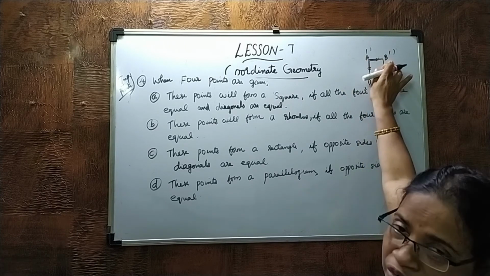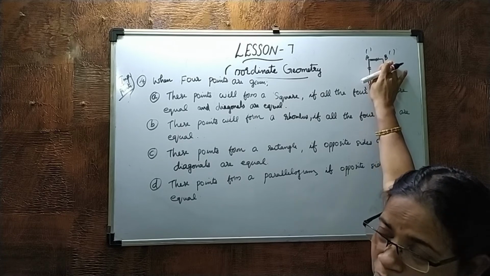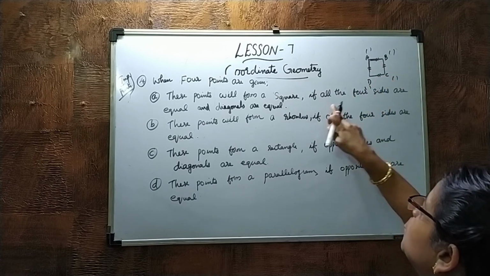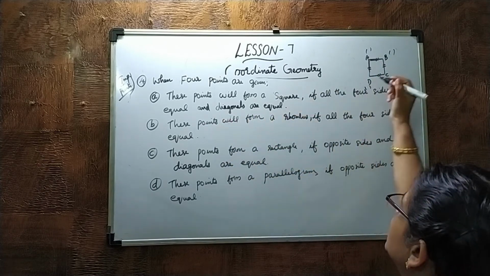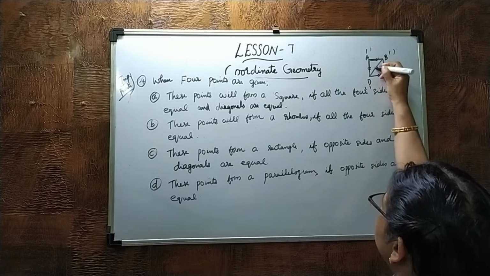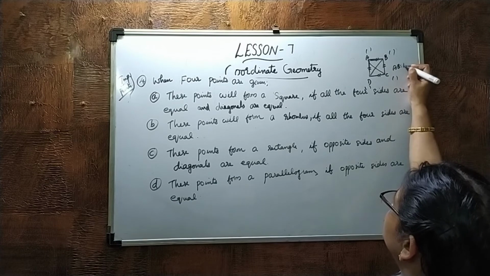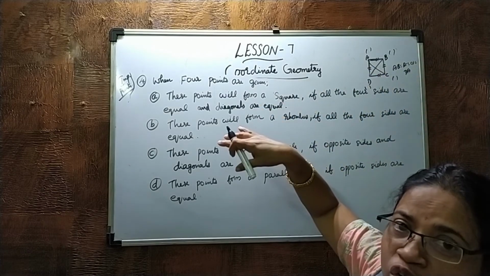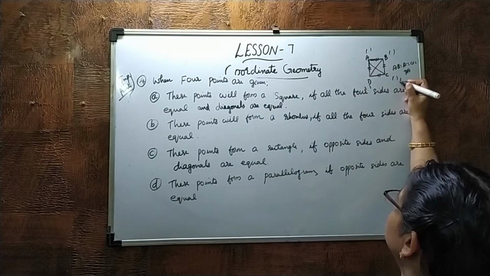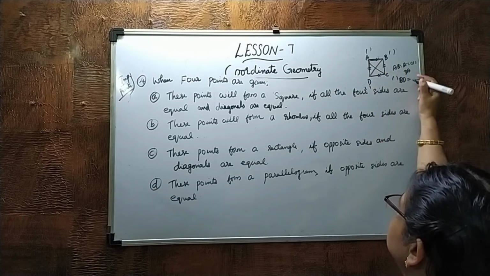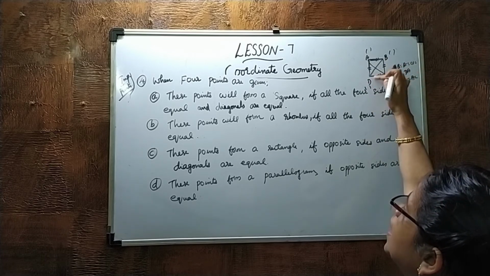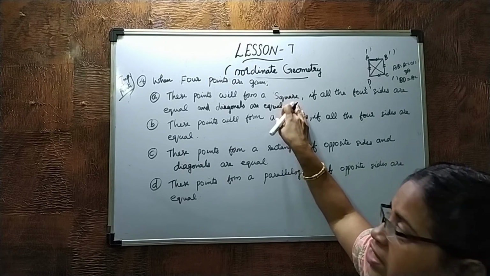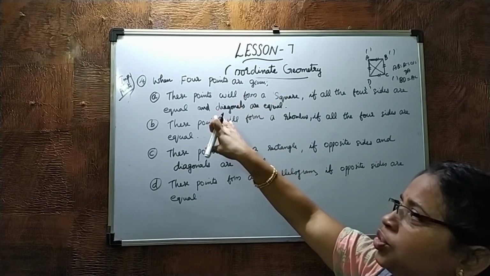So distance of AB, how will you find out? Root of x2 minus x1 the whole square plus y2 minus y1 the whole square. Same thing, you have to repeat for all these sides. One more condition is there, what? Diagonals are equal. That also we have to prove. After proving that AB equals BC equals CD equals DA, one more thing you have to prove. What do you have to prove? BD should be equal to AC. That means the distance between B and D and C and A should be equal. Then only we can say it is a square. These 4 coordinates form a square.